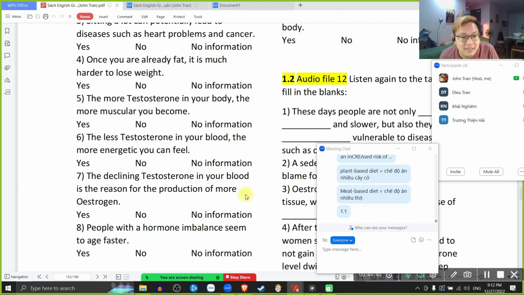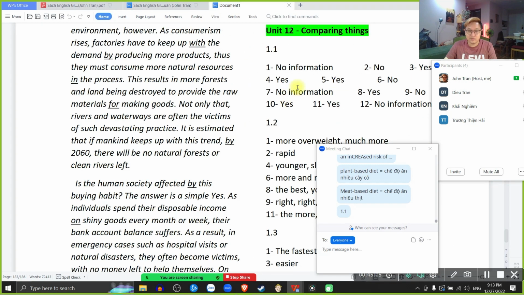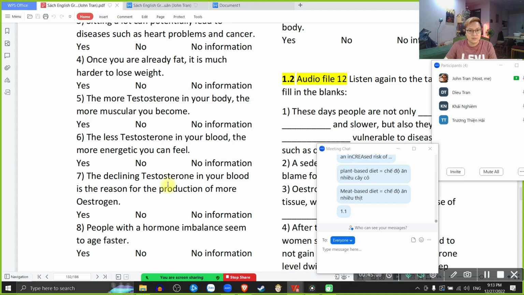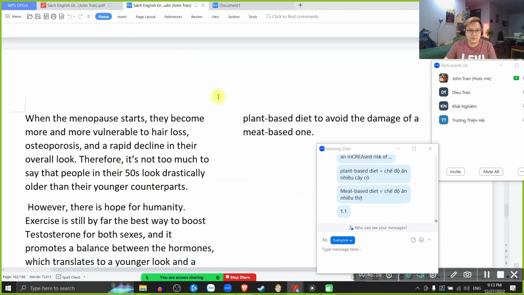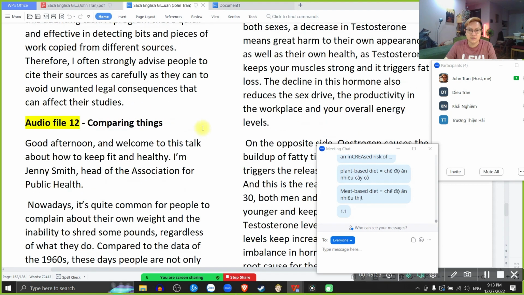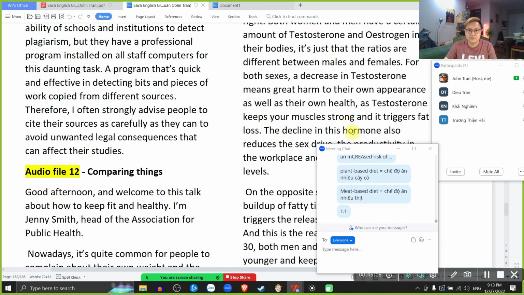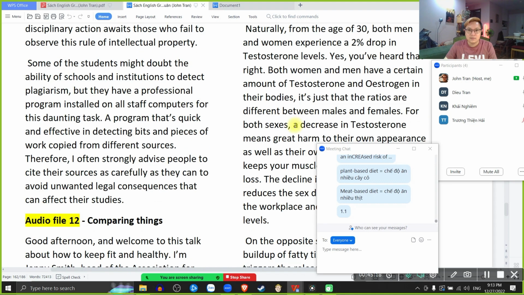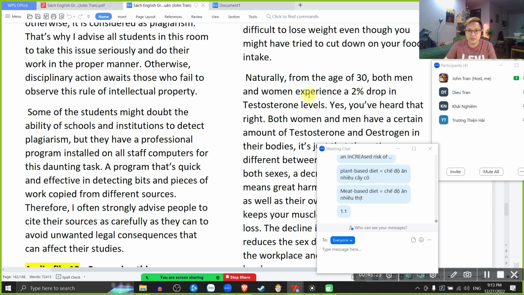Number seven. The declining testosterone in your blood is the reason for the production of more estrogen. Cái sự giảm testosterone trong máu của các bạn là cái lý do cho cái sự sản sinh ra nhiều estrogen hơn. Number 7, it's no information. Okay, nó không thông tin chuyện này. There's no information about this one. Okay, look at this one again. Nó có nói về sự giảm testosterone không? Nó có nói về tỷ lệ. They talk about ratios between them, right?